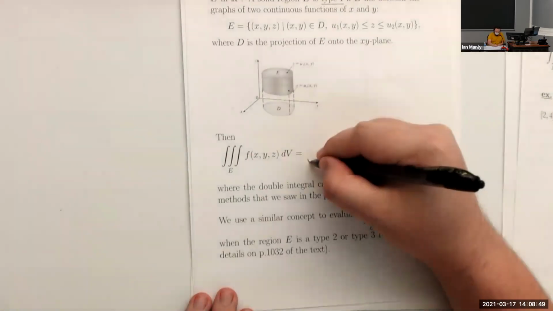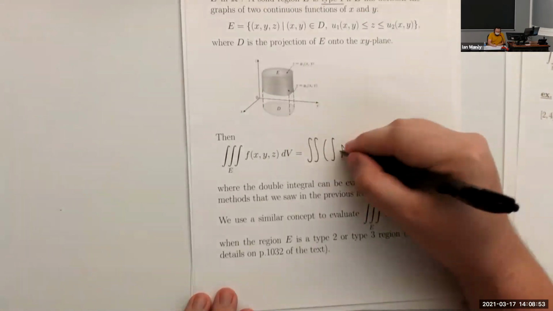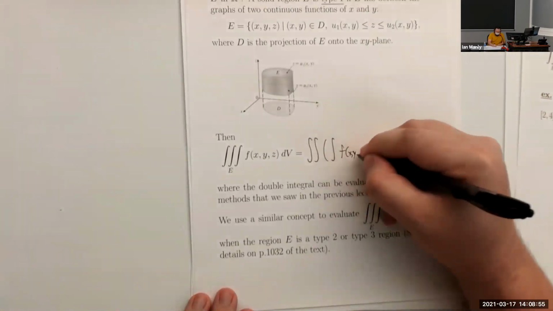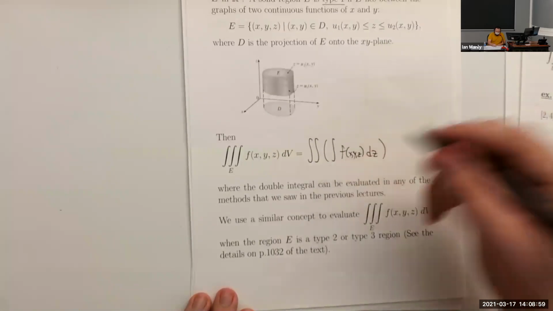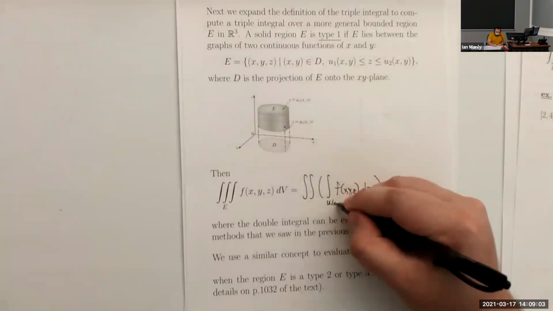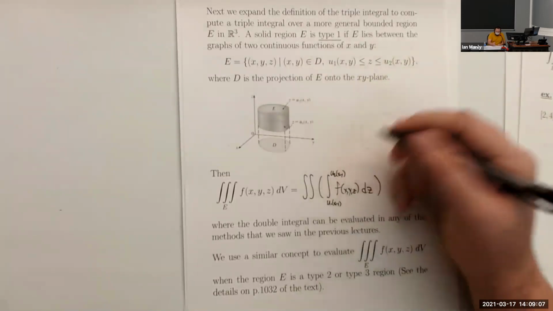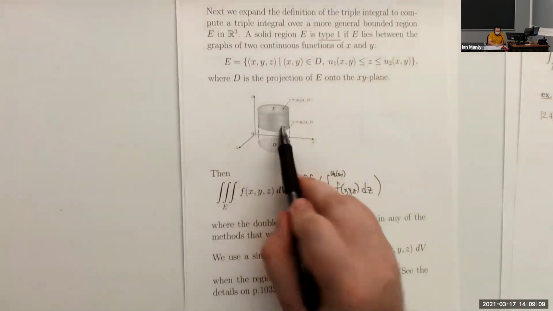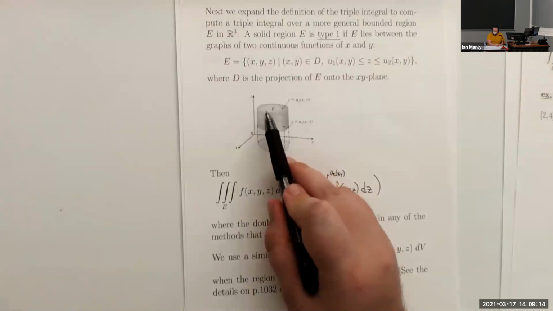So algebraically, what does that look like? Well, first we'll do the z integral of our function. We're going to do the z integral of our function, and our lower bound for this is u1, and our upper bound is u2. So we're integrating from this bottom surface all the way to this top surface. Those are the bounds here.